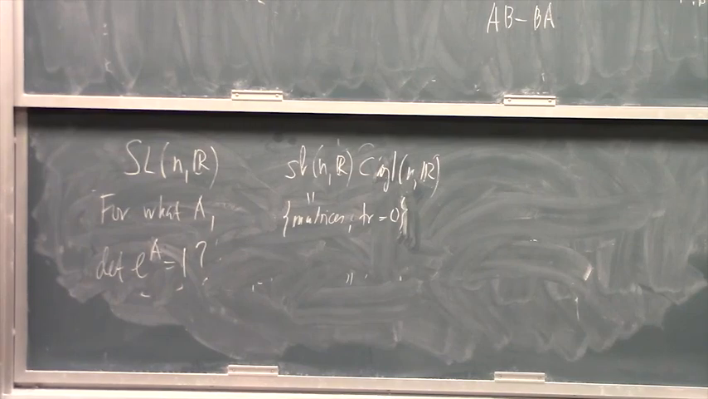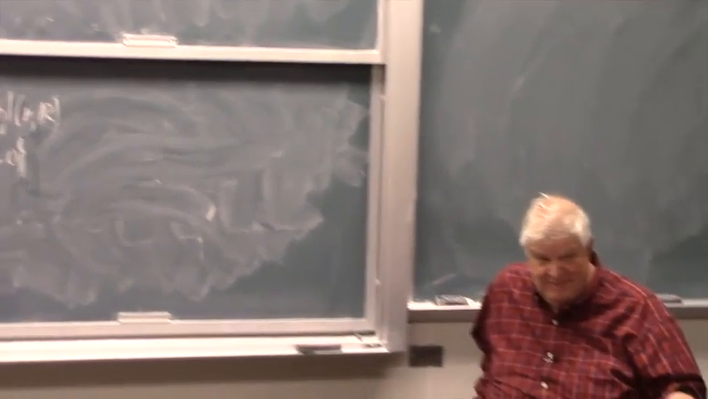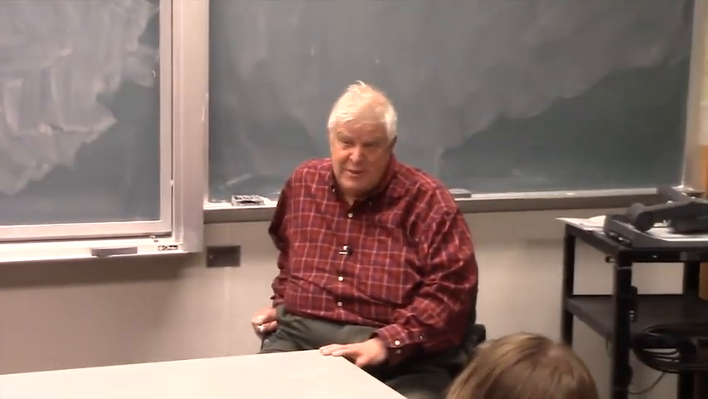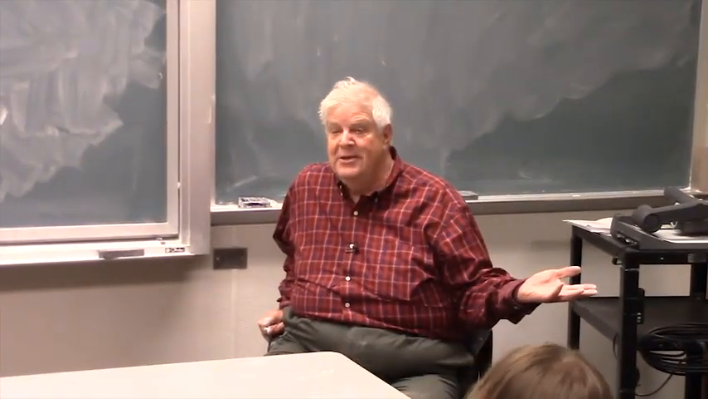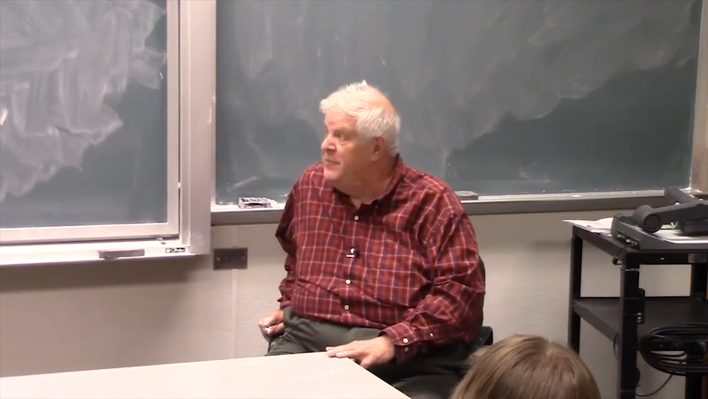But actually, much more is true. The commutator of any two matrices has 0 trace, whether they have trace 0 or not. Because trace AB is equal to trace BA, and hence trace of AB minus BA is equal to 0. So this is true.